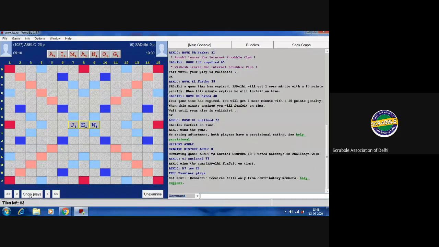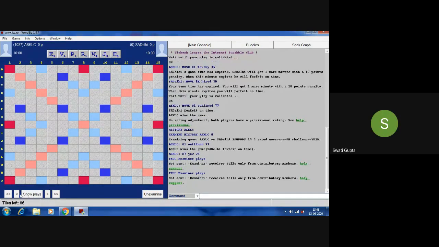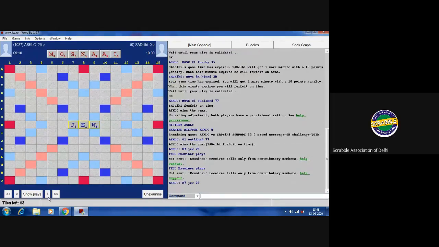It's not showing. No, it's not. It should show. Let me just see if it's showing mine. No, it's not showing. Anyway, go ahead. Yeah, it's not showing. It should show. Okay.